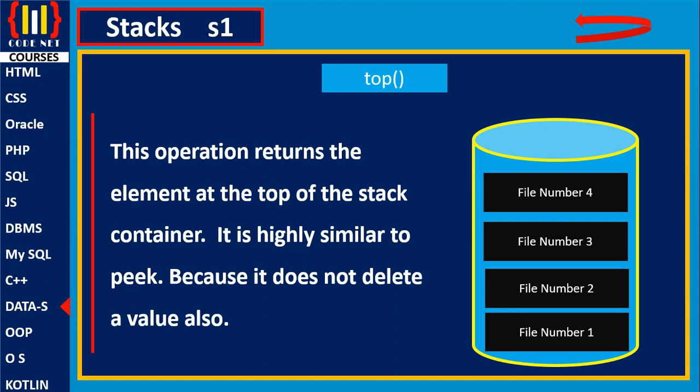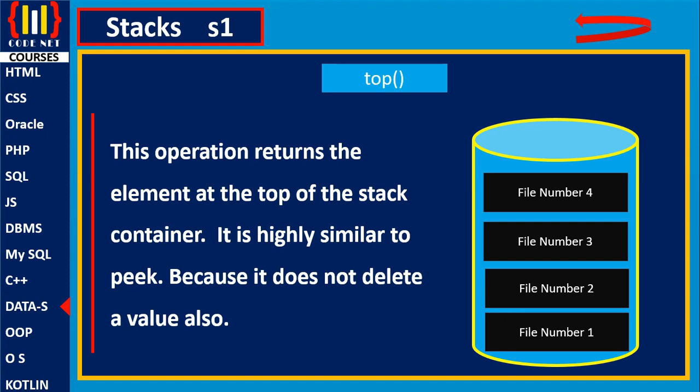So also top is an operation. It works just like the peek operation. It returns the value on the very top of the stack, or the value that was inserted into the stack last, because it is last in, first out. But that element is also not deleted.